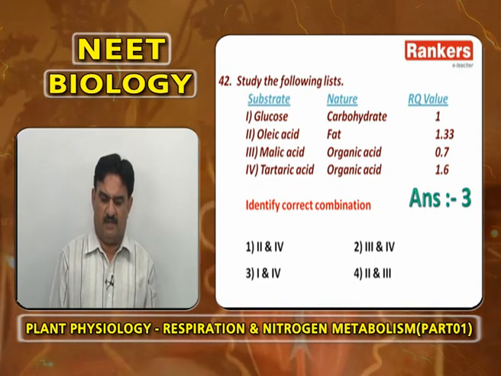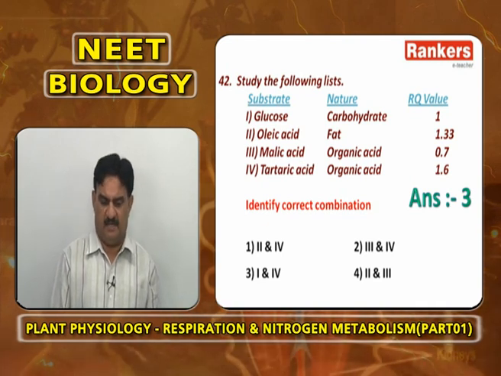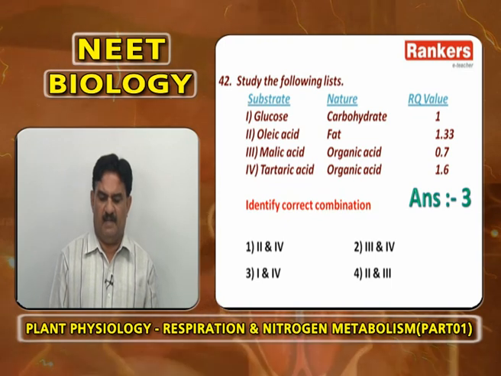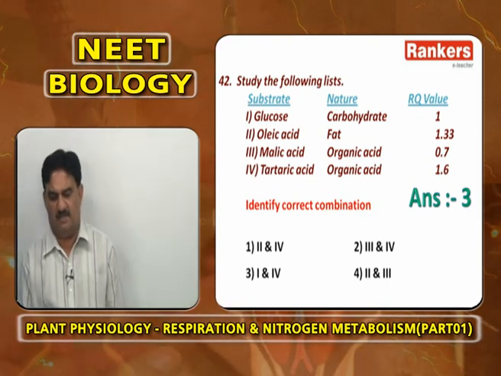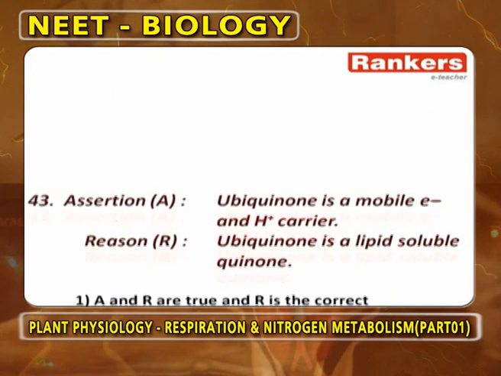Glucose, carbohydrate, RQ value is 1. Oleic acid, fat, 1.33 is wrong. Malic acid, organic acid, 0.7 is wrong. Tartaric acid, organic acid, 1.6 is correct. So 1 and 4 is the correct answer.